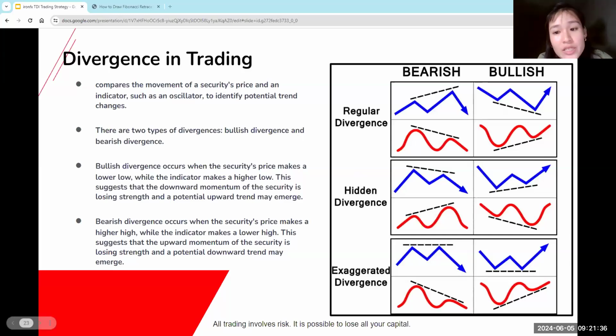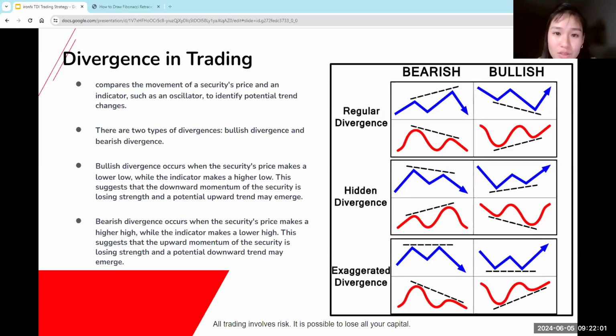Whereas our bearish divergence occurs when the security's price makes a higher high, while the indicator makes a lower high. Again, you can take a look at the diagram that I've attached here. This suggests that the upward momentum of the security is losing strength and a potential downward trend may emerge.